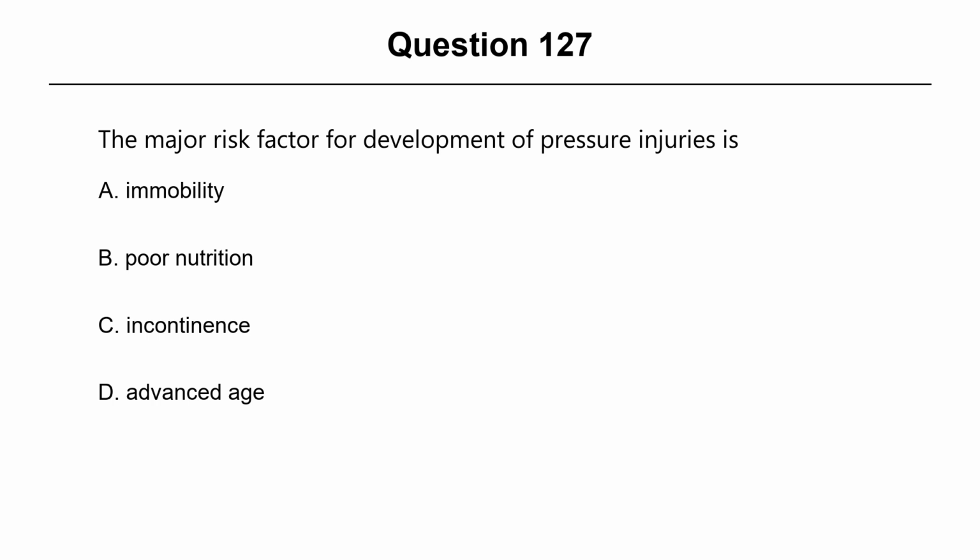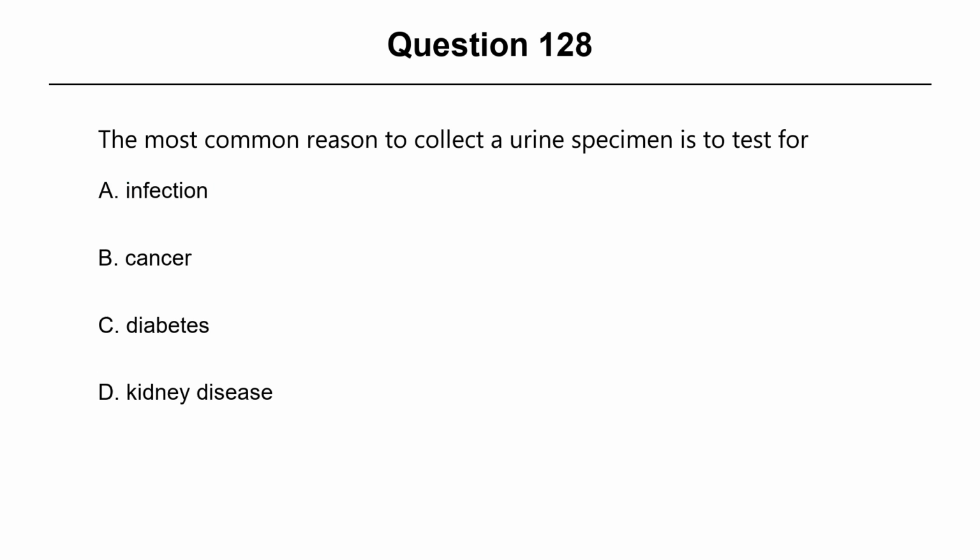Option D, advanced age. The correct answer is option A, immobility. Question 128. The most common reason to collect a urine specimen is to test for option A, infection, option B, cancer, option C, diabetes, option D, kidney disease. The correct answer is option A, infection.